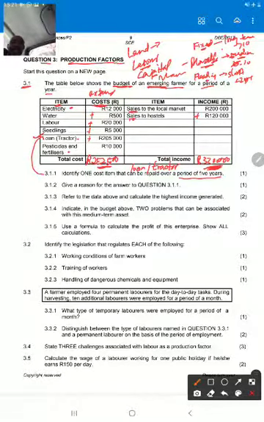Give a reason for your answer. We've already mentioned that a tractor is a movable capital which can be bought using medium-term credit. You understand? Okay.